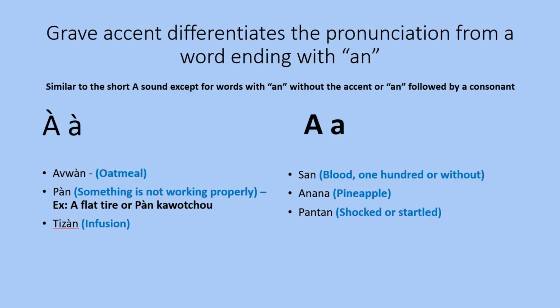So if you look on the right, you have some words with the A without the accent, right? So you would have san, right? There's no accent on the A, so it's not "an." It's "sa," right? San means blood. Your blood is your sang. It also means 100, and it also means without. $100, $100, okay? Without. M'brale sans ou, okay? I'm going without you. You have anana, pineapple.